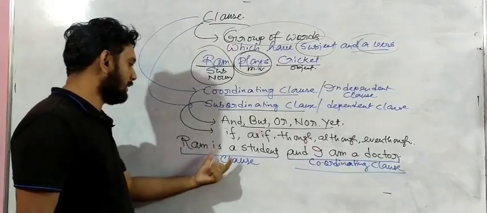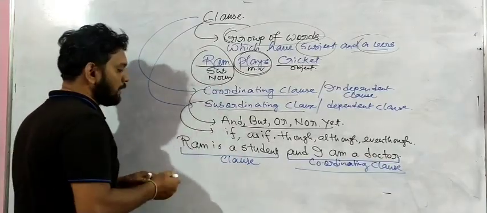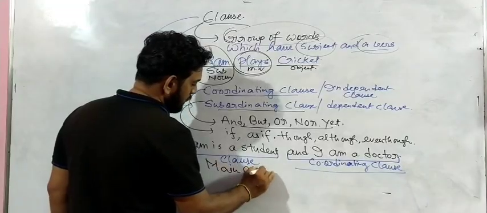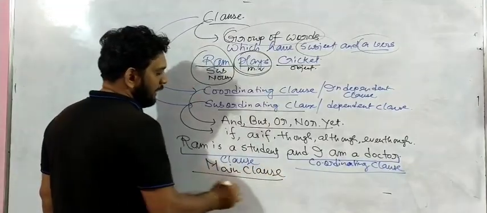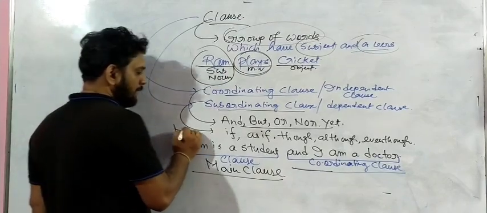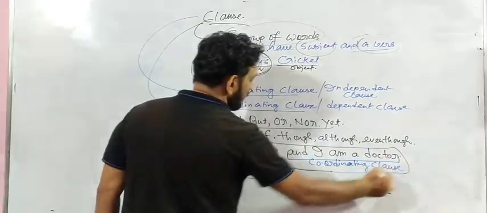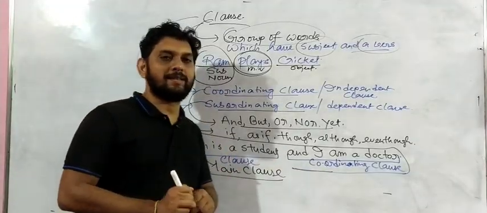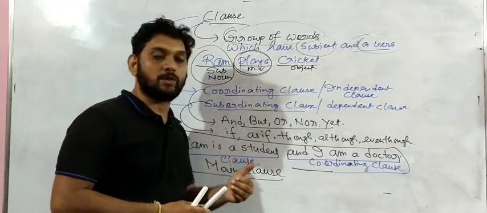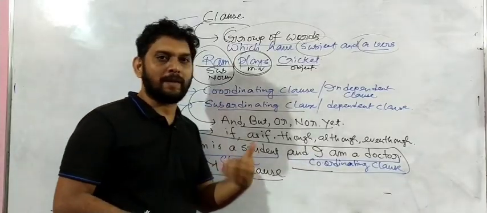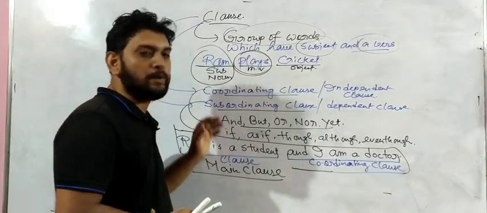So that is the reason this clause is known as the main clause of this sentence. This is known as the main clause of the sentence, and this is known as the coordinating clause. And the complete sentence is known as the compound sentence. Later on I will make you understand. You know that sentence, according to structure, has been divided into three parts: simple, complex and compound, and it is a compound sentence.